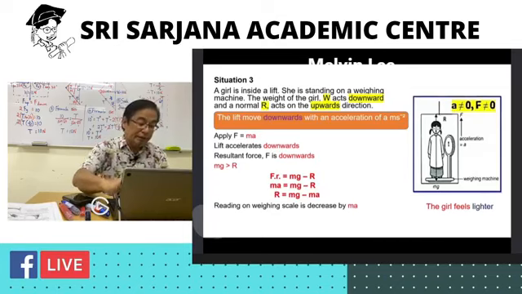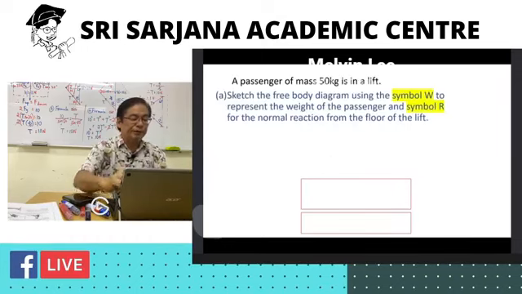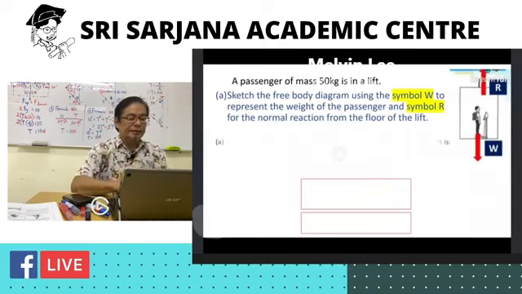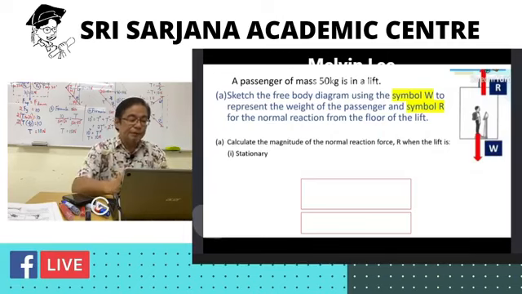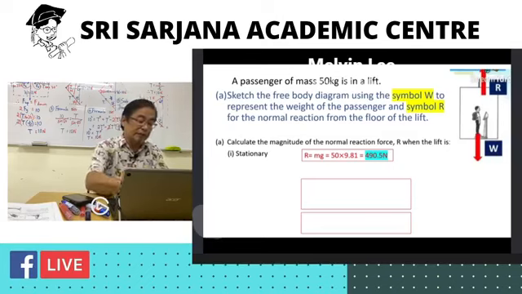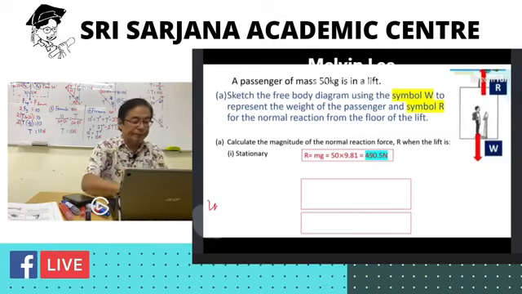Then we're going to look at another drawing. Let's take a good look. Calculate the magnitude. This is one example. When it is stationary, do you still remember? The reading R equals mg. So if g is given as 9.81, you substitute the value in.